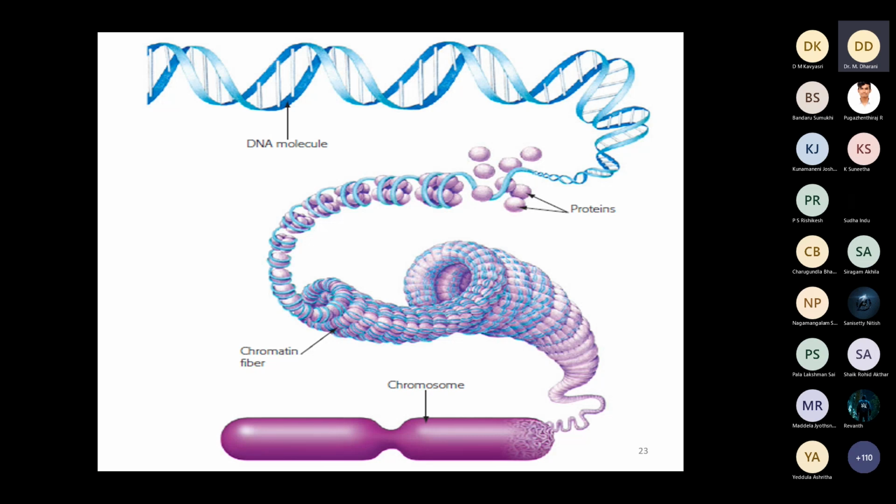These two sister chromatids together are what is called a chromosome, but just for diagram purposes they have shown it like this. So what is a chromosome? It's tightly condensed, packed chromatin fibers.